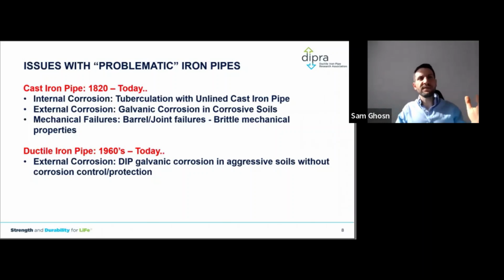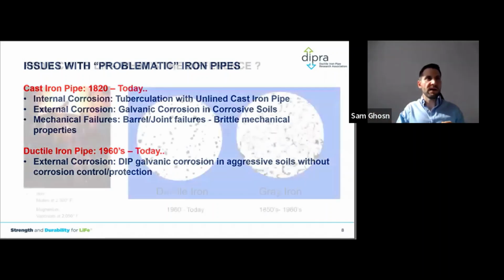So you may have some brittle failure modes with cast iron pipe, and I mean by that joint separation, circumferential breaks, mostly barrel bending failures, because the pipe was brittle. It will break under a bending moment, whereas ductile iron pipe is very flexible and is ductile, so basically has high ultimate strengths, yield strengths, and modulus of elasticity. Different materials, I'll show you that in the next slide.